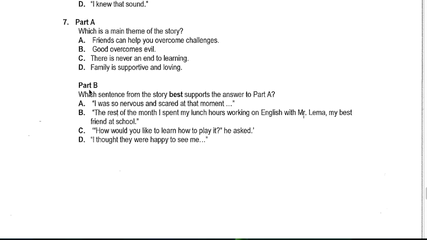Part B. Which sentence from the story best supports the answer to Part A? A. I was so nervous and scared at that moment. B. The rest of the month, I spent my lunch hours working on English with Mr. Lima, my best friend at school. C. "How would you like to learn how to play it?" he asked. D. I thought they were happy to see me.